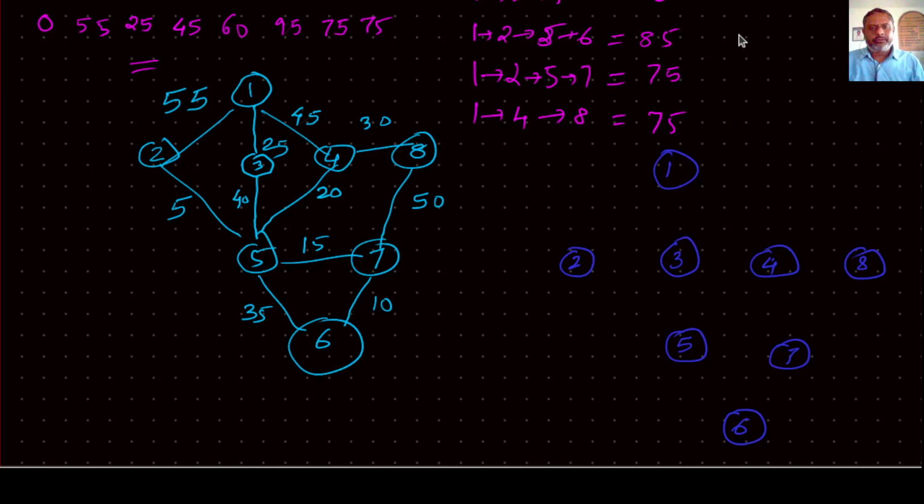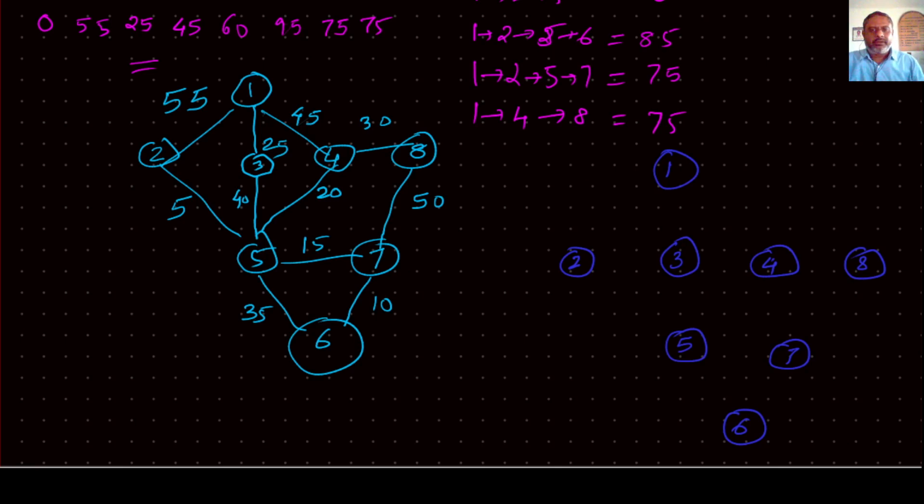Let's continue our discussion on this graph. This graph is converted into a tree. Different types of trees are possible. One of the trees we could get is the spanning tree, and in that we have a minimum spanning tree. And for finding the minimum spanning tree, we have used two methods, Kruskal's method and Prim's method.